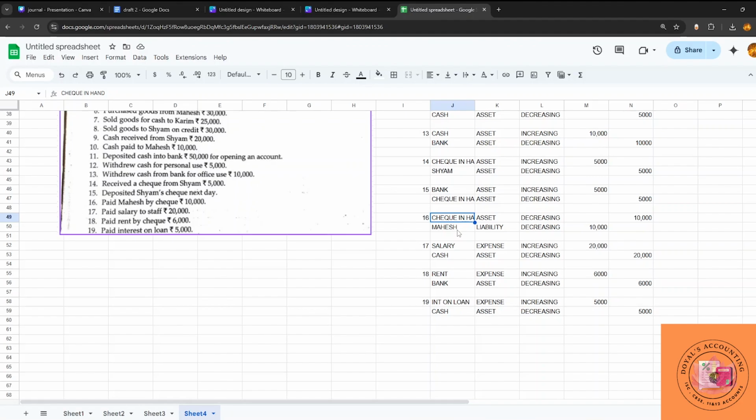Then the next transaction is paid interest on loan. Interest on loan will be a nominal account. Cash is a real account. Debit expenses, so interest on loan will be debited and credit what goes out. Cash is going out, so cash will be credited.